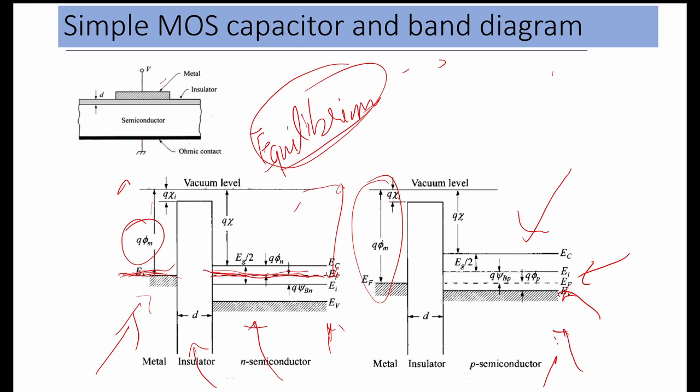The work function of the semiconductor depends on the doping level. How the EF will move up and down depends on the doping. So initially there won't be any bending in the bands at equilibrium, because the work functions of the metal and the semiconductor are matching. We are assuming that the work function is matching in this case.